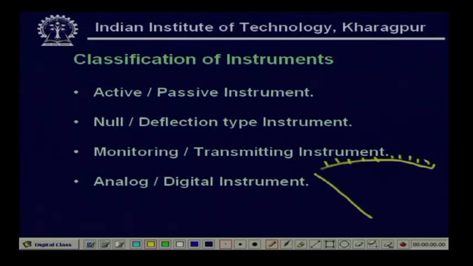So, the pointer will move. In the case of an analog instrument, you will find there are infinite positions of the pointer. You can have many positions, whereas in the case of a digital instrument, this is not the case. In the digital instrument, the output varies in discrete forms.